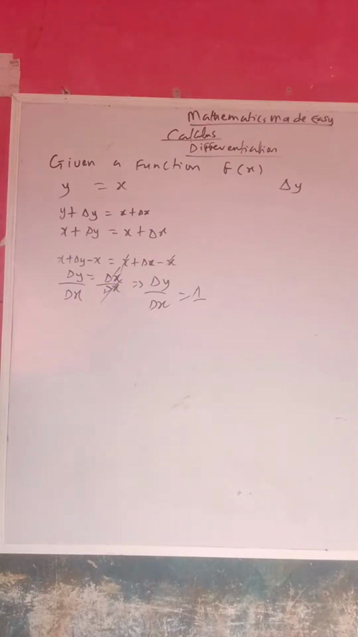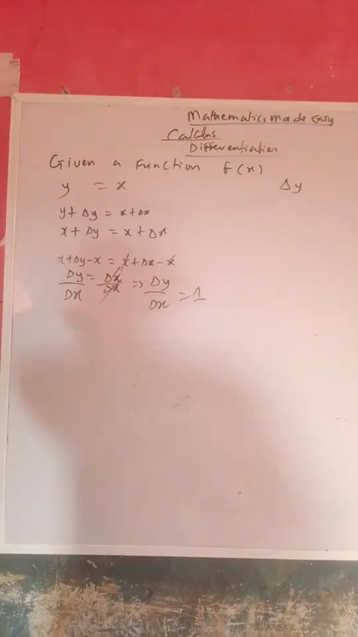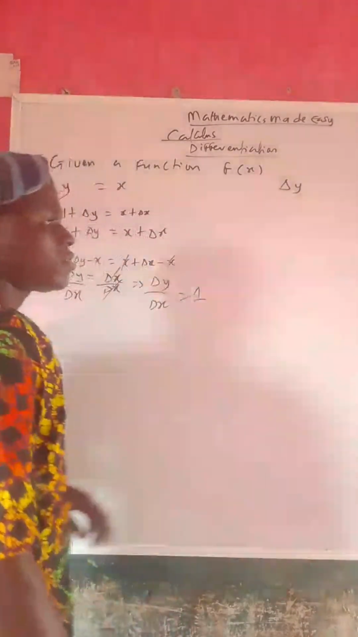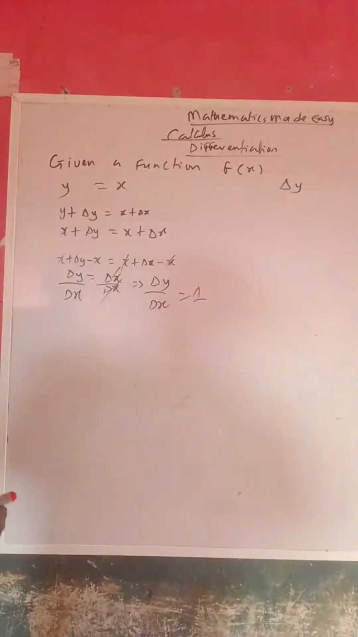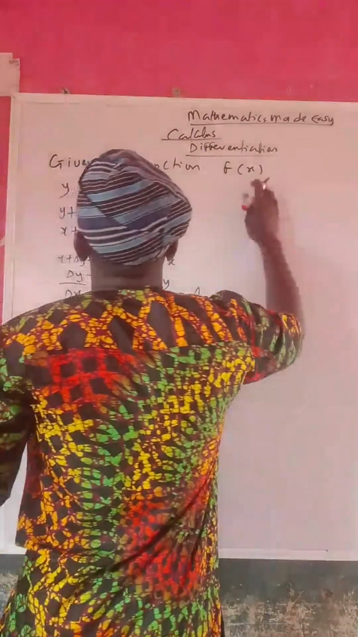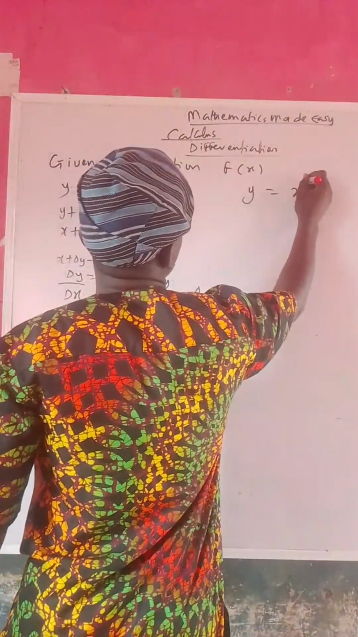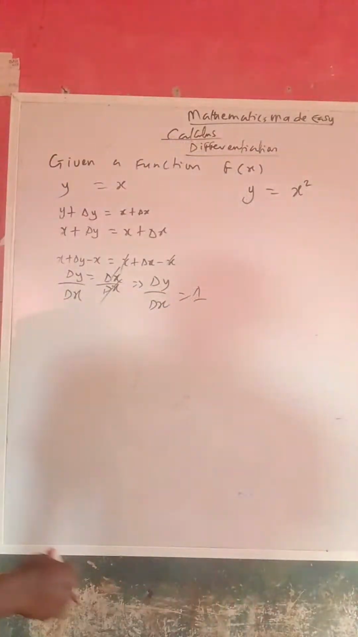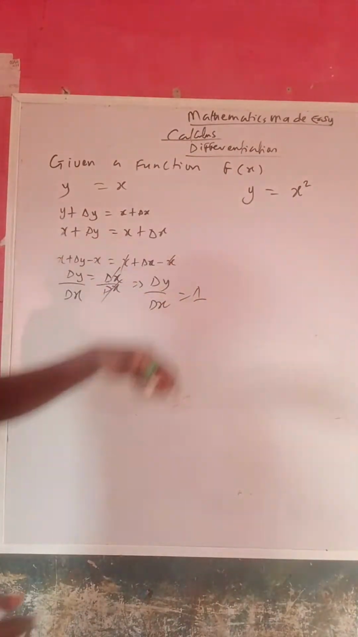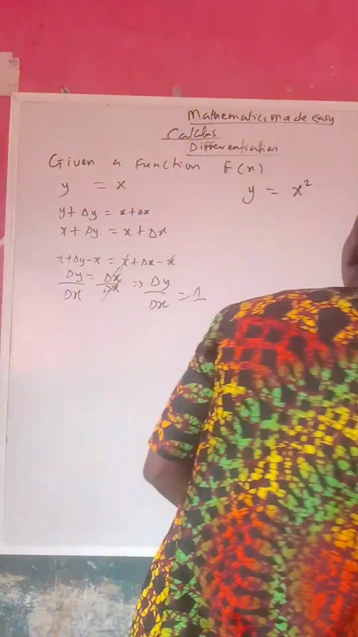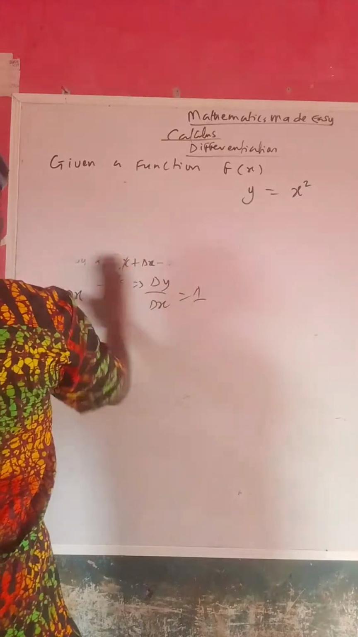Okay? So, that's about that. Let's do another example. The second example: y equals x to the second power. Using the same method right here, let's find the derivative.